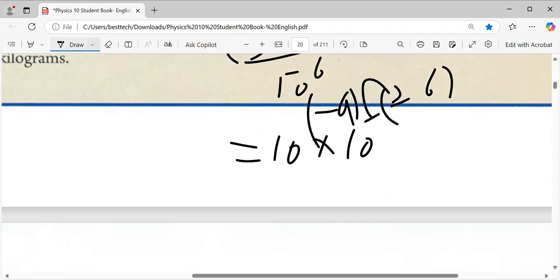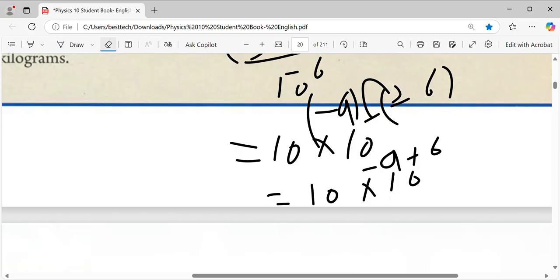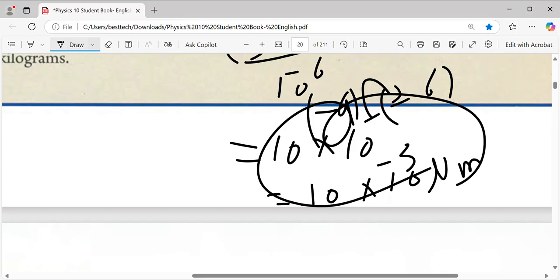So the answer is 10 times 10 power negative 9 positive 6. Different signs, so you subtract: negative 9 plus 6, the answer is going to be negative 3. Negative 3 what? Micrometer.